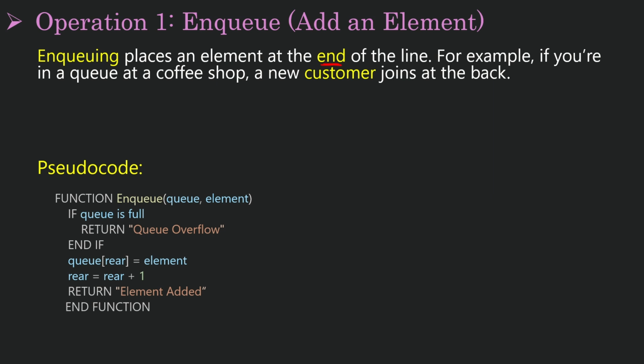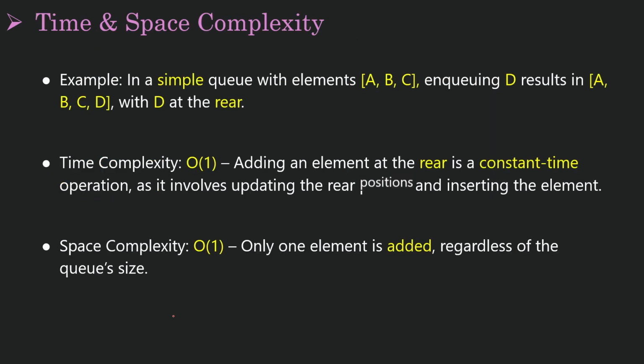Let's see the pseudocode. Check if the queue has reached its maximum capacity. Return error if no space is available. Store the element at the rear position. Move rear position to the next empty slot. Indicate successful addition. Example. In a simple queue with elements A, B, C, enqueuing D results in A, B, C, D, with D at the rear.